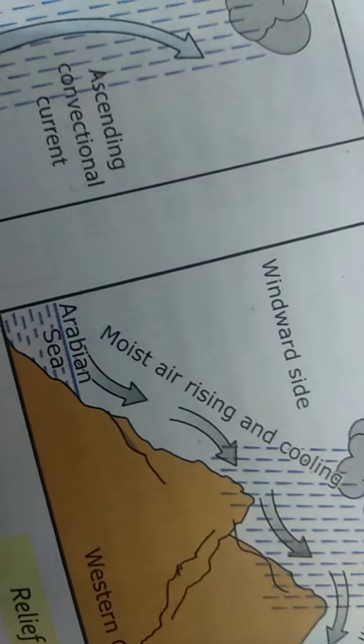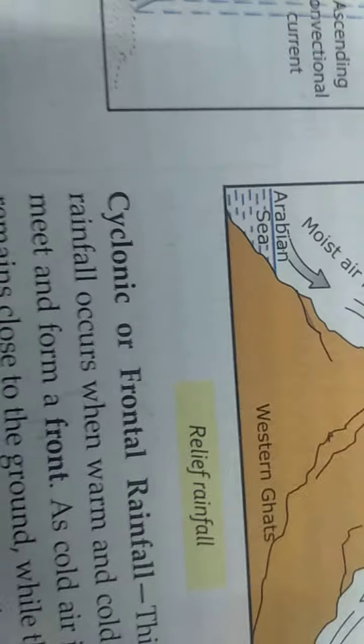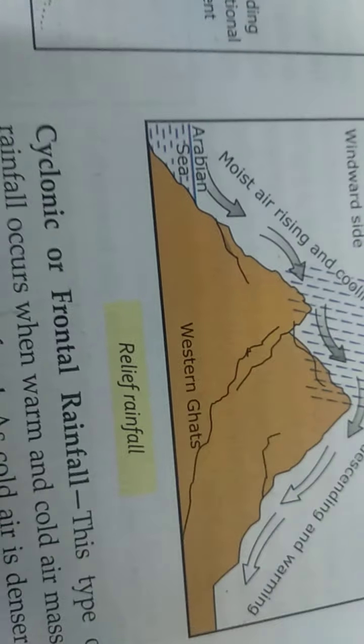This is why the Deccan Plateau is experiencing this type of weather, because it falls in the rain shadow. This is the rain shadow, the leeward side of the Western Ghats, and therefore it remains dry. The Deccan Plateau remains dry most of the time.